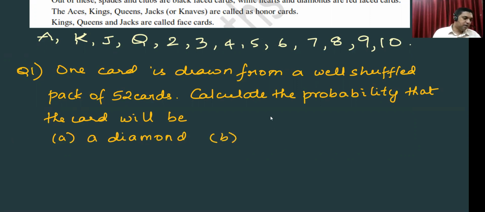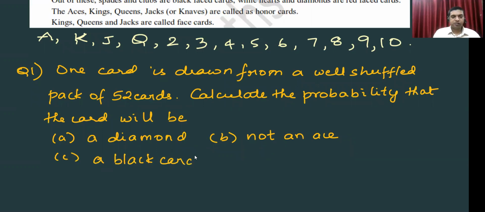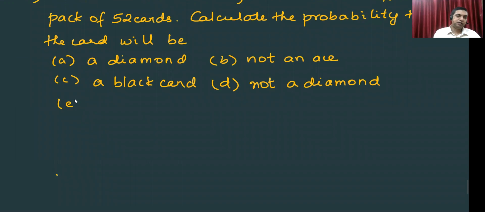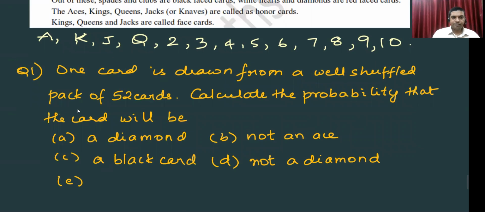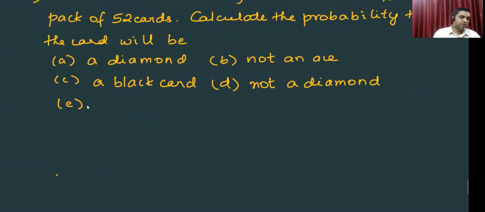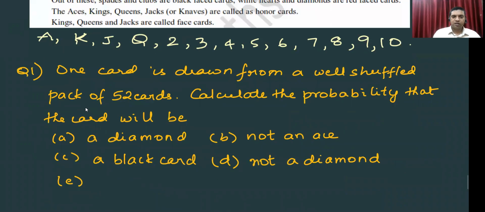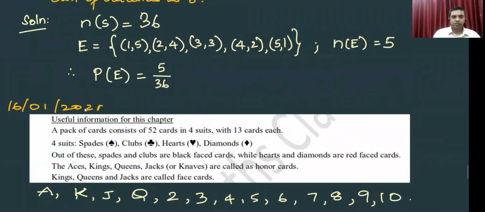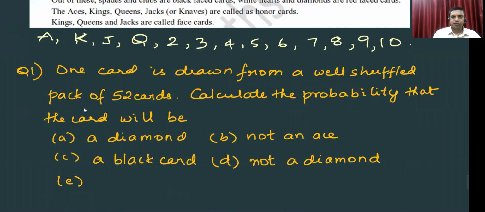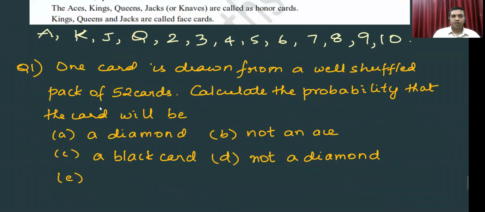B, not an ace; C, a black card; D, not a diamond; then E, a prime number.